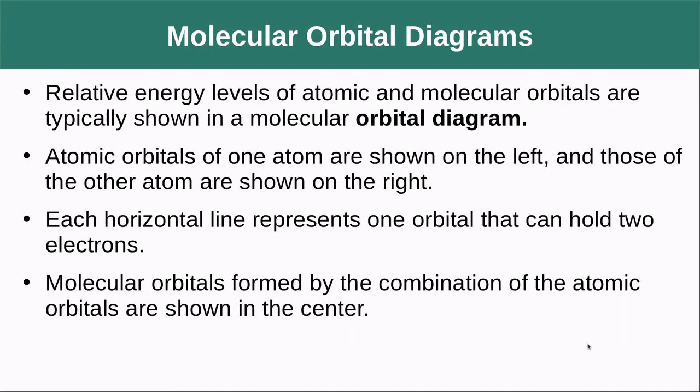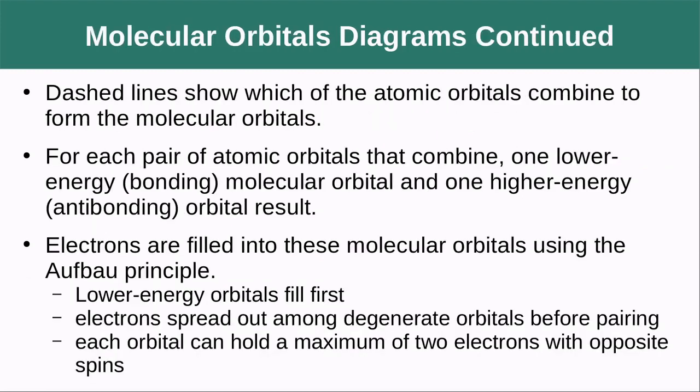So, relative energy levels of atomic and molecular orbitals are typically shown in what we call a molecular orbital diagram. Atomic orbitals of one atom are shown on the left, and those of the other atom are shown on the right. Each horizontal line represents one orbital that can hold 2 electrons. Molecular orbitals formed by the combination of atomic orbitals are shown in the center. We use dashed lines to show which of the atomic orbitals combine to form the molecular orbitals.